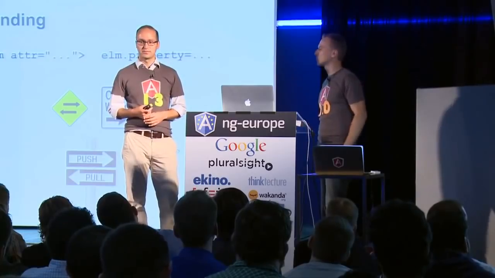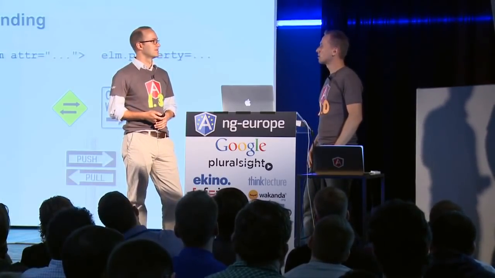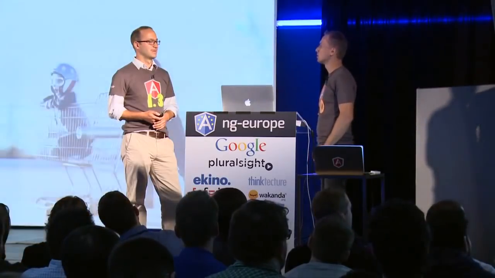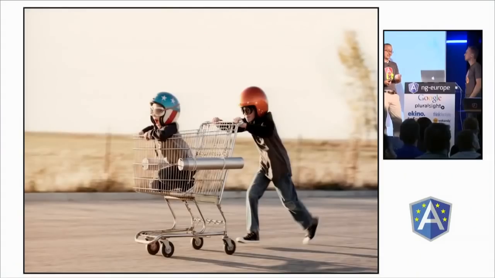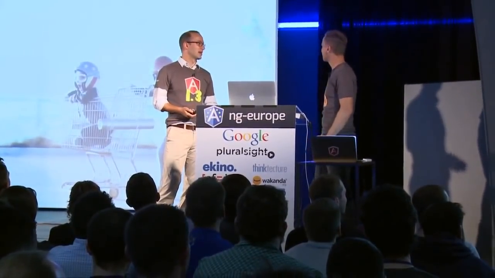OK, we've got the template. We've got data binding. So what's next? How about we add a shopping cart? Really? So it's a great picture. I love it. But I think it doesn't make sense. But really? Let's just go ahead and add some logic to the template. OK. So how do we do that?